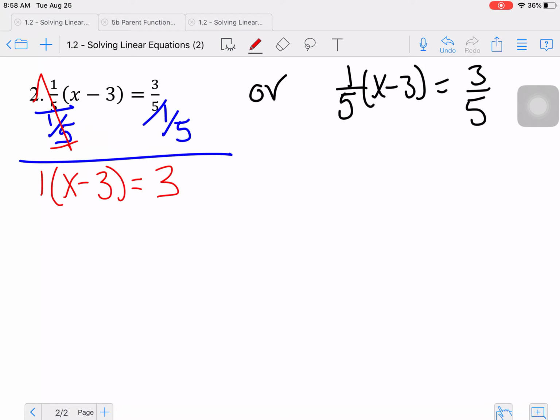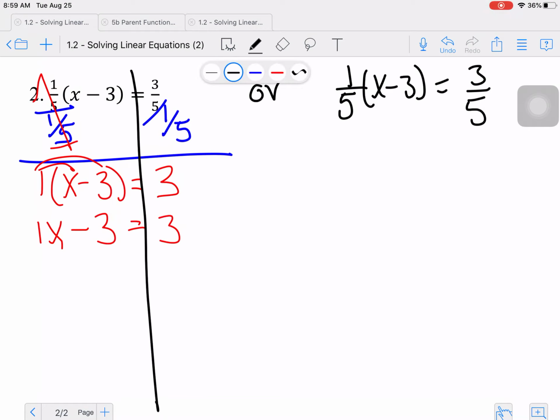Now I have a 1 in front of the parentheses. Do I need to simplify? Sure, you can do that. If you distribute 1 to both numbers, you're going to get 1x minus 1 times negative 3, which is 3, equals 3. And I'm going to go ahead and do my line. Perfect. All right, now let's just go ahead and solve it.